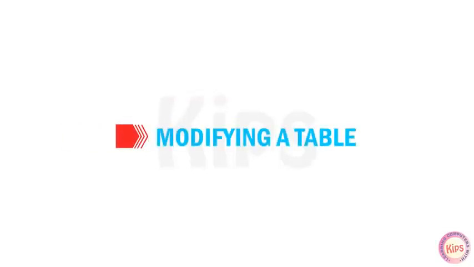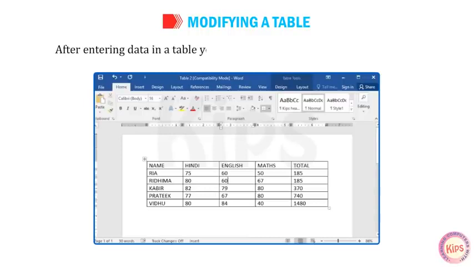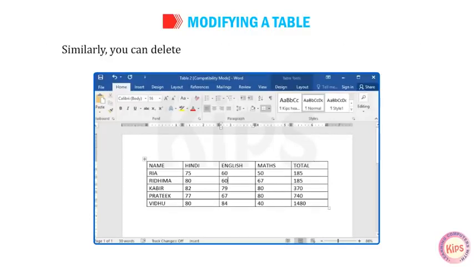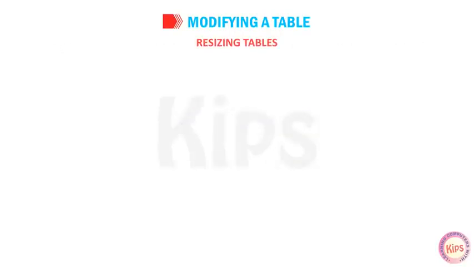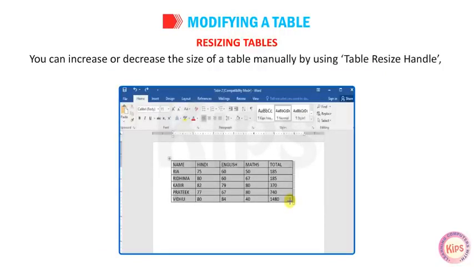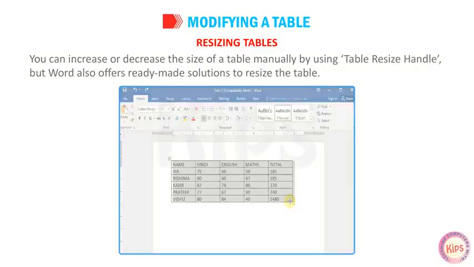Okay, let us learn how to modify a table now. After entering data in a table, you can make changes in the data as needed. You can insert rows, columns or cells in a table to accommodate new contents. Similarly, you can delete unwanted rows, columns or cells from a table. Resize tables. You can increase or decrease the size of a table manually by using Table Resize handle, but Word also offers ready-made solutions to resize the table.